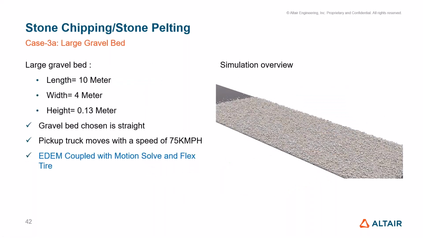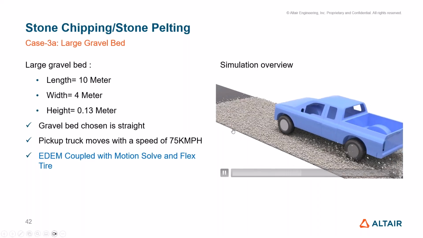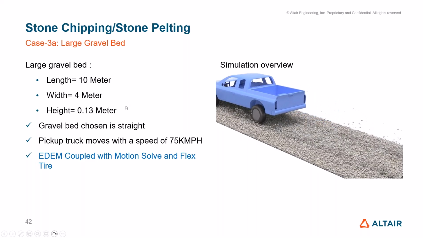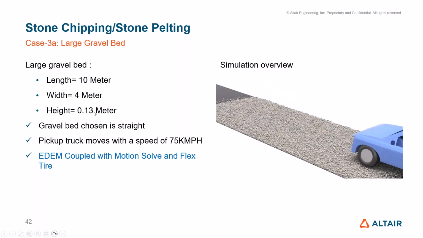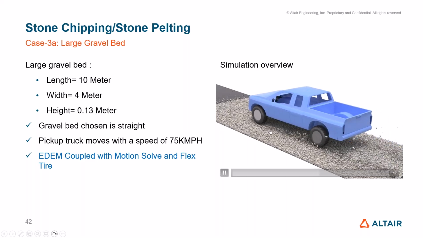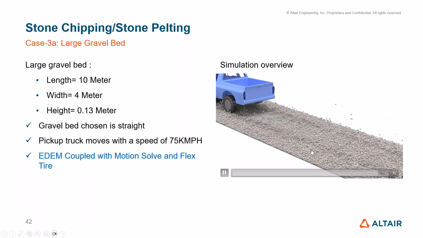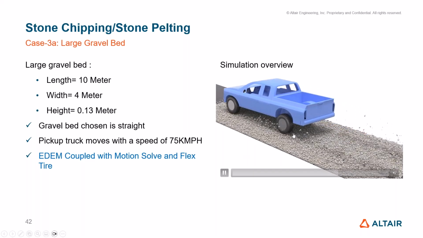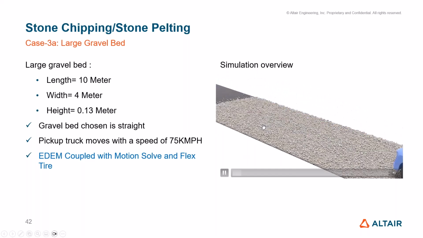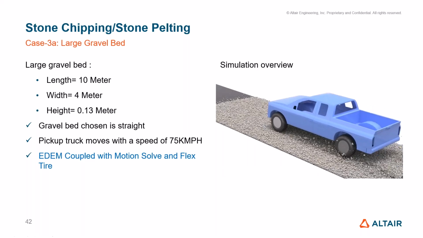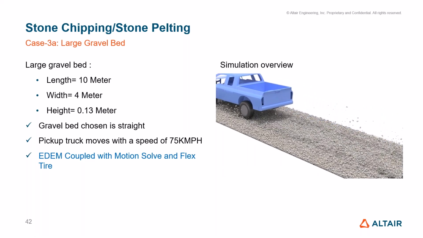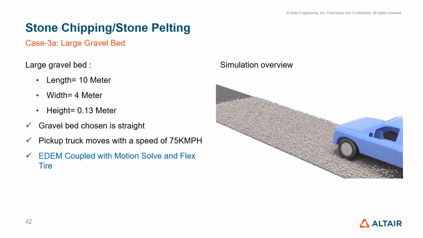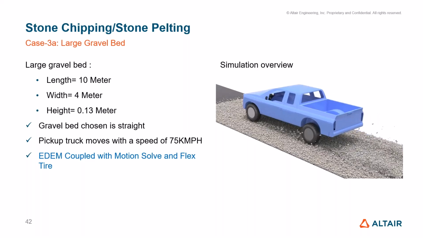So the third case is about the full vehicle moving over a gravel bed. You can see the gravel bed is constructed for the given dimension, which is 10-meter long, 4-meter wide, and a height of 0.13 meter. Here we created different sizes, and the vehicle is moving at a speed of 75 kmph. This model is modeled using EDEM plus MotionSolve and as well FlexTire, so three physics were involved: the particulate material and multi-body dynamics along with FlexTire capability.